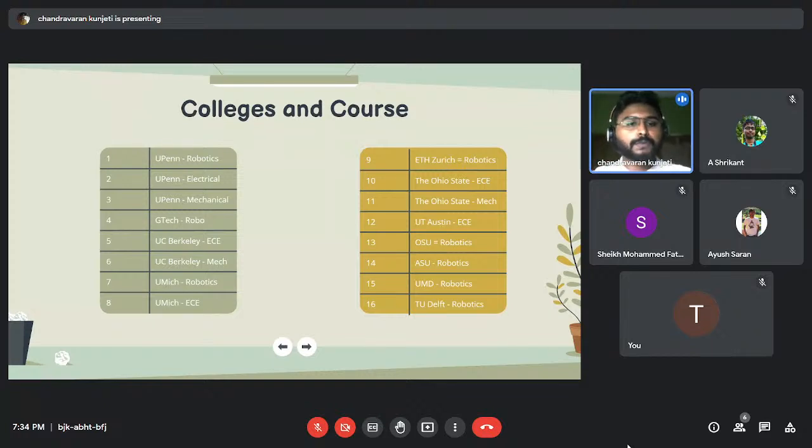Obviously there is UPenn robotics, which is currently ranked number one. But the thing is, UPenn robotics is made out of three different schools: electrical, mechanical, and the computer science department. So whatever courses are offered in these departments are also offered within the robotics program as well. So that is one thing about UPenn.